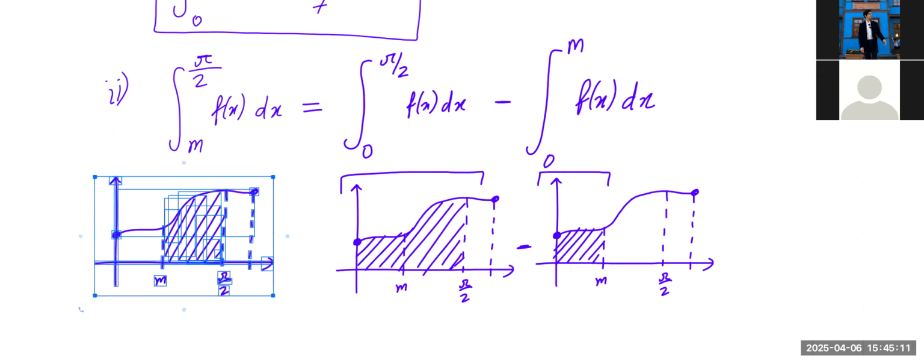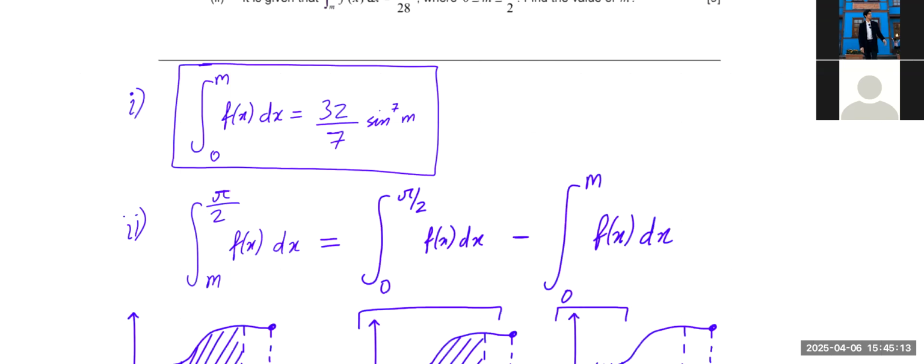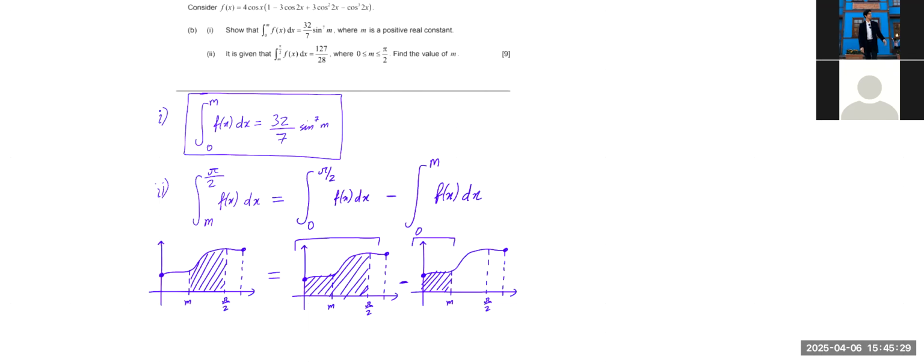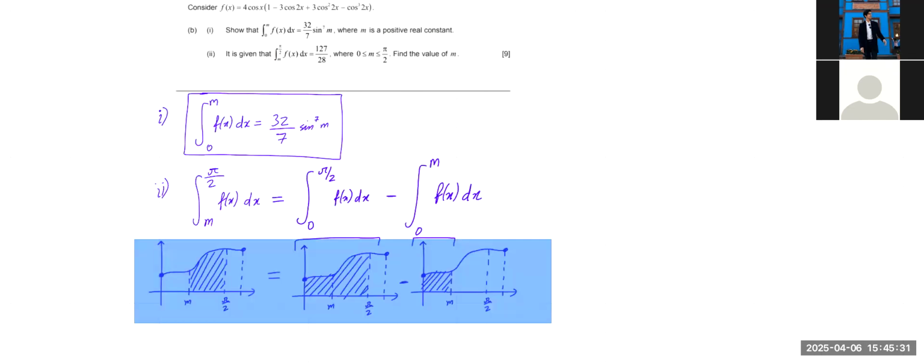Because I've already gone through about 20 minutes of pain trying to find out how to find the integral of f of x from 0 to any number. So if I can break down my integral to be a bunch of 0 to a number integrals instead, like 0 to pi over 2 or 0 to m, it will make my life much easier because I just need to do a bunch of plug and play.